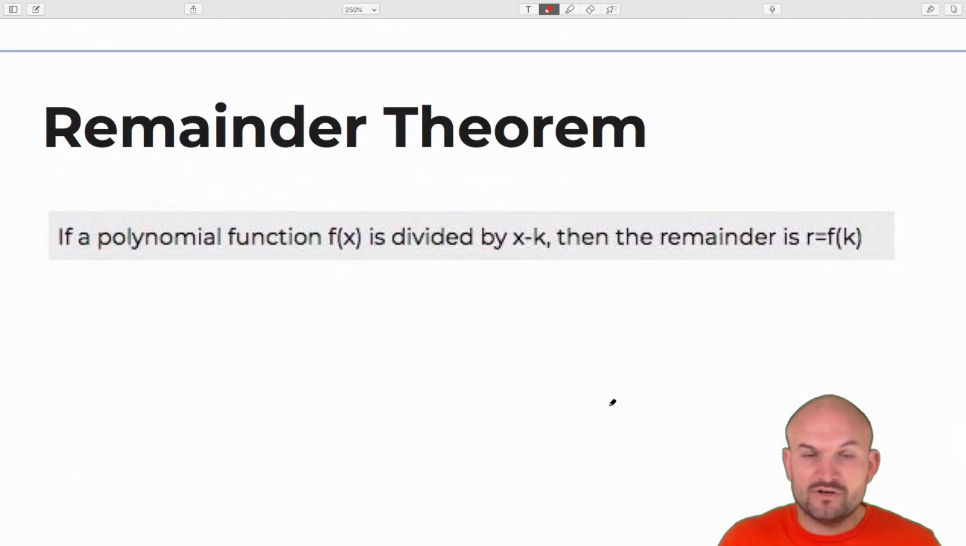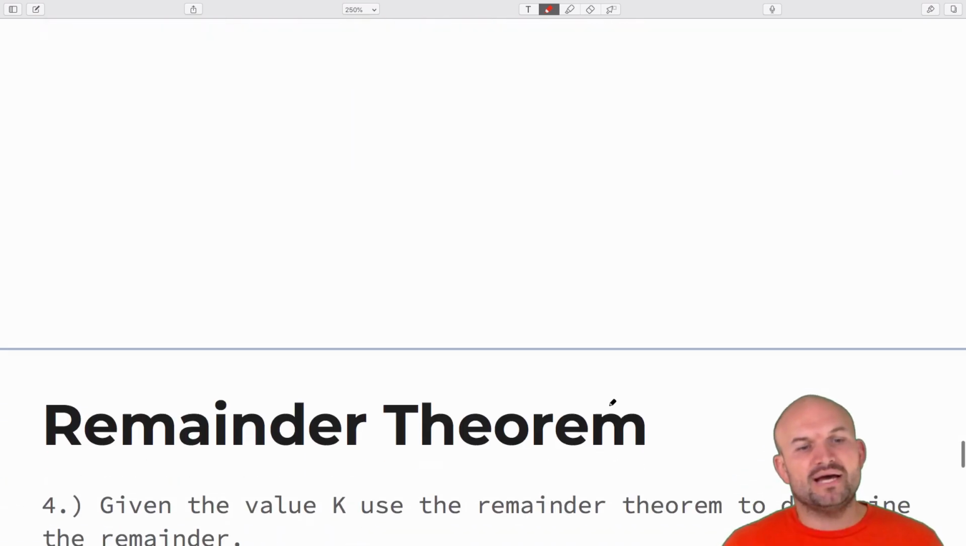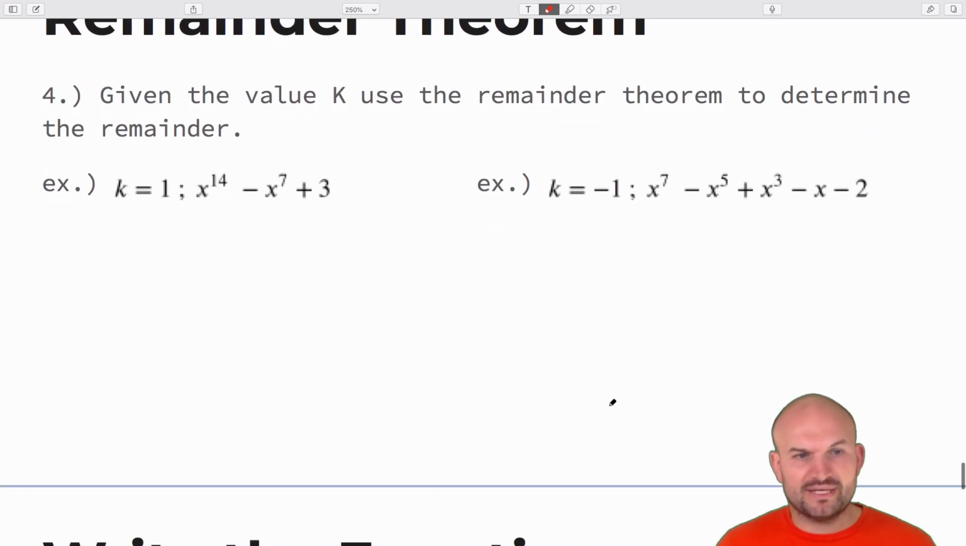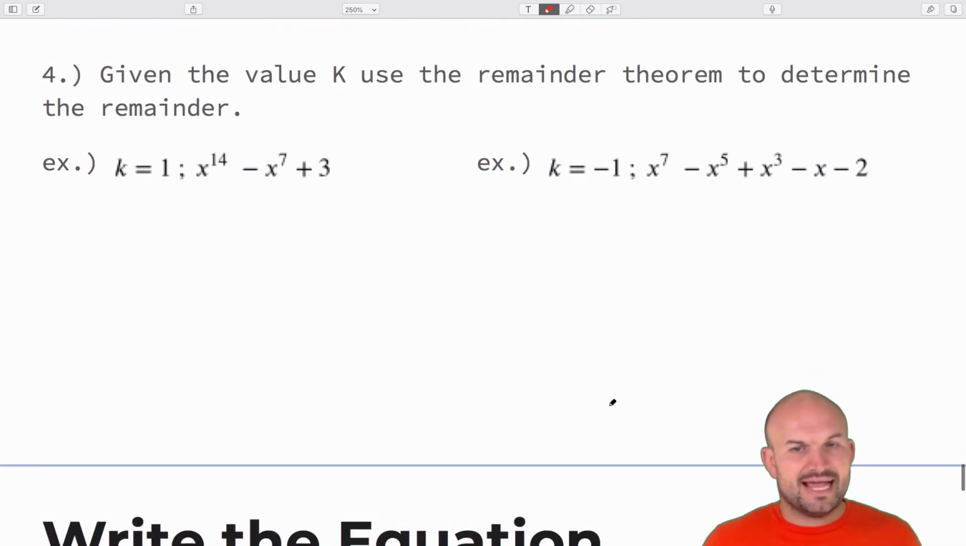So if a polynomial function f(x) is divided by x minus k, then the remainder is r, which is f of k. So again, that's really saying the same thing. The only difference between the remainder theorem and the factor theorem is if r is 0, then that tells us it's a factor of the polynomial. But a lot of times the remainder theorem is helpful because I might just say, is something a factor, or what is the remainder? And you don't want to do synthetic division or long division.